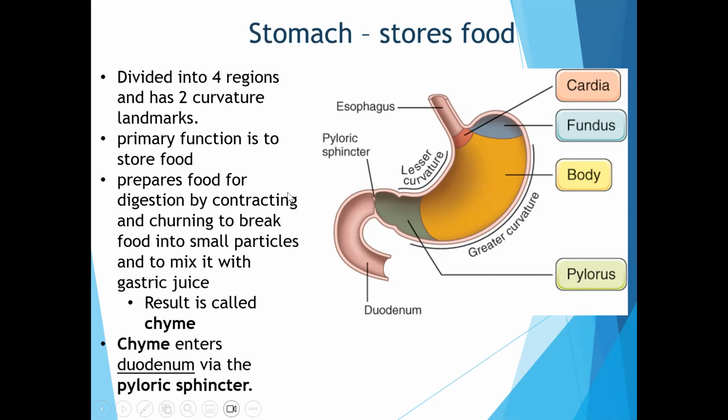So I think everyone knows that our stomach's primary function is to store our food, but it also prepares our food for digestion. As we just talked about, it can contract and churn, which breaks our food up and allows it to mix with our gastric juices. That mixture of our food and our gastric juice is known as chyme. So once our stomach breaks things down as it should and our small intestine is ready for it, the pyloric sphincter opens and allows the chyme to enter the duodenum, which is the first portion of our small intestine. So we're going to keep moving down the chain here. Our next stop is the small intestine.